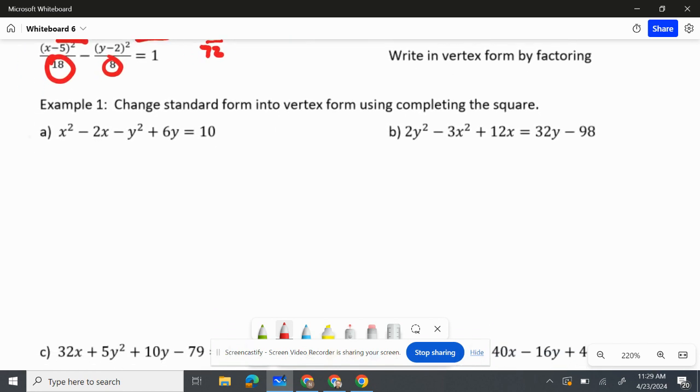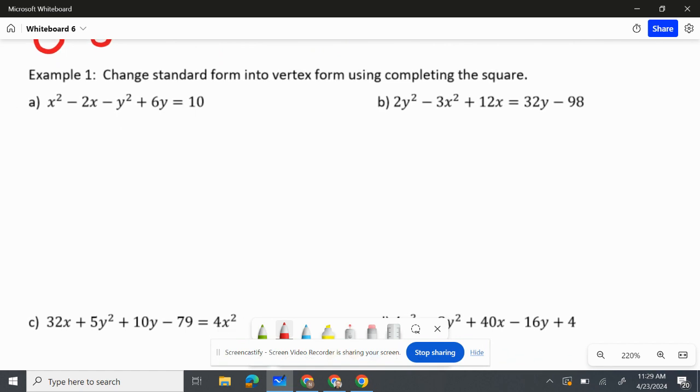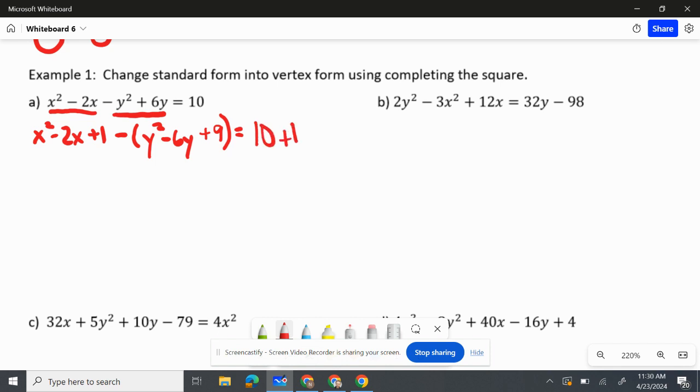So looking at example 1, first thing that we're going to do is find our new c values. So that becomes x squared minus 2x plus 1. Take the negative 2, divide it by 2, and square it. Here we're going to factor out a negative 1, and that gives us y squared minus 6y. I'm going to take the 6, divide it by 2, which is negative 3, squared, which is 9. And that's equal to 10 plus 1 minus 9. Remember, there is a negative in the front, so make sure that it's a negative 9.